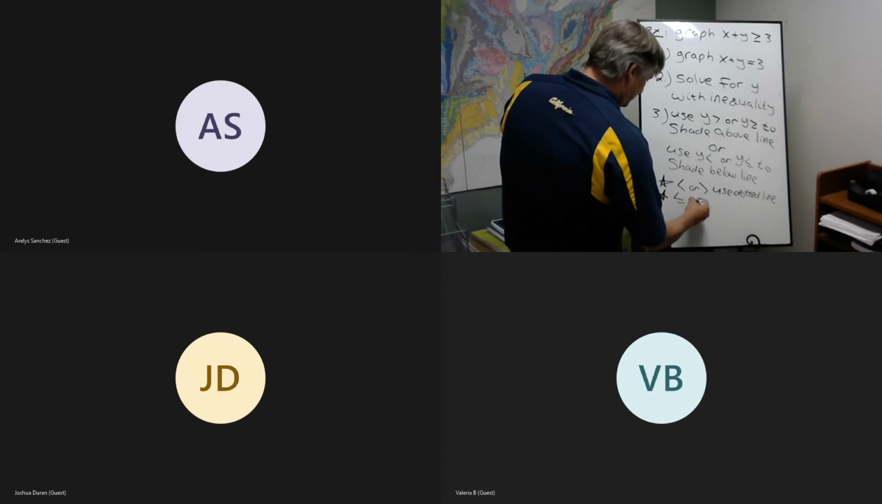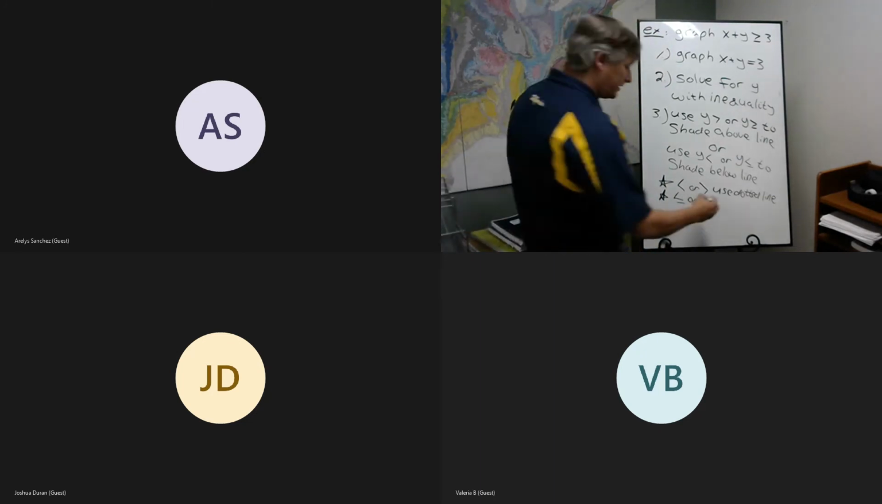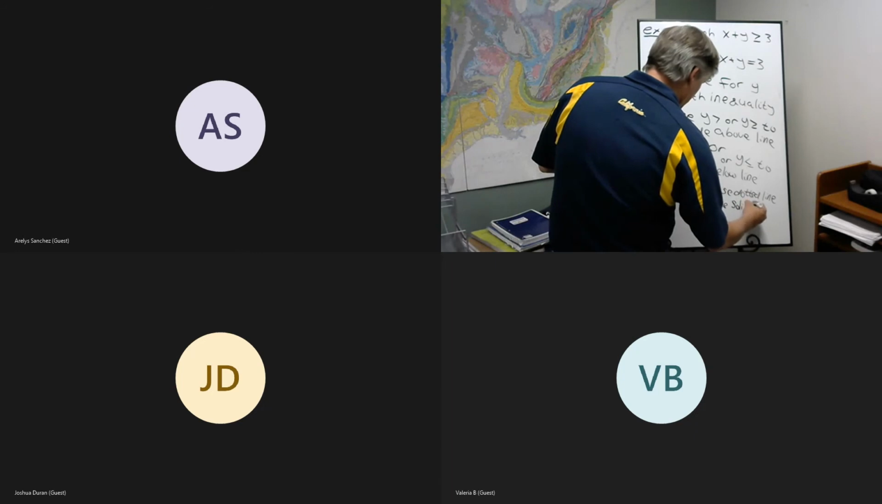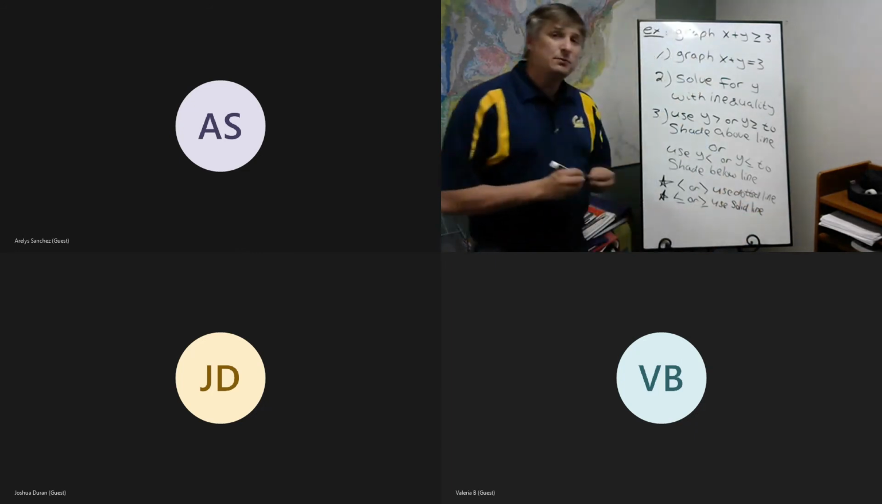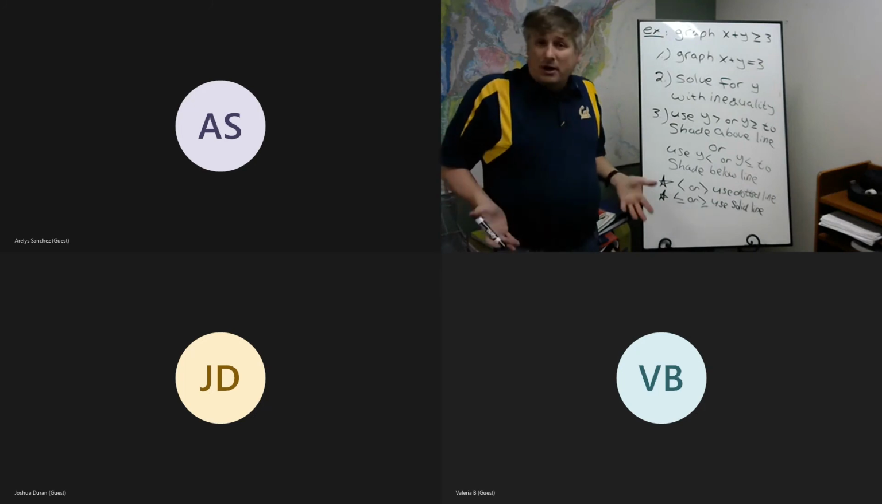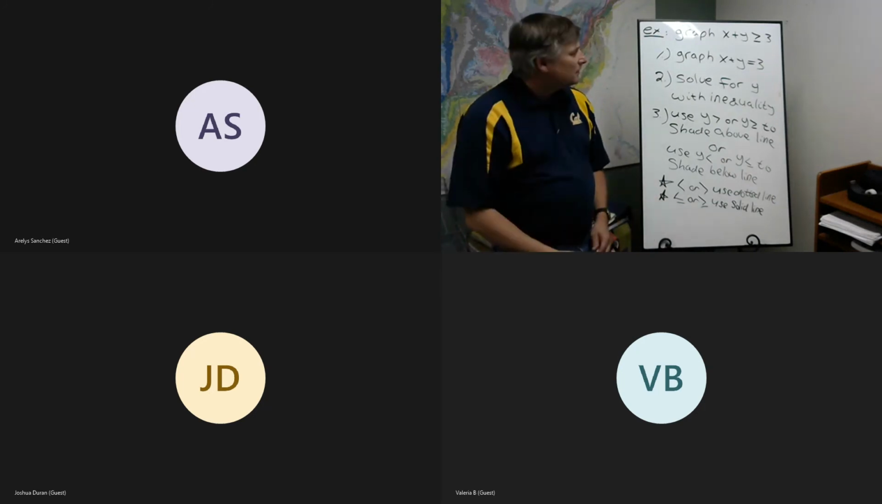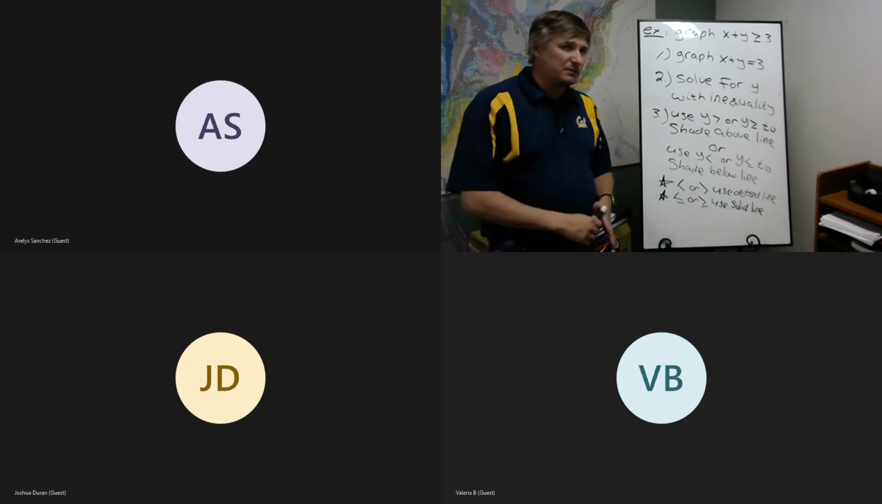But if we have this, we'll use a solid line. And the reason we use a solid line is we want to include the points on that line. So, any questions about this before I jump into it?